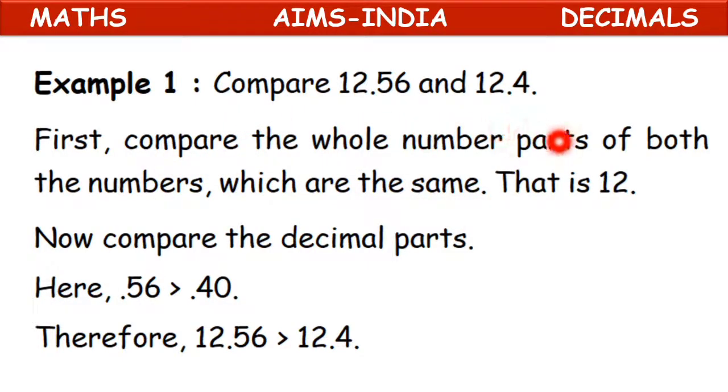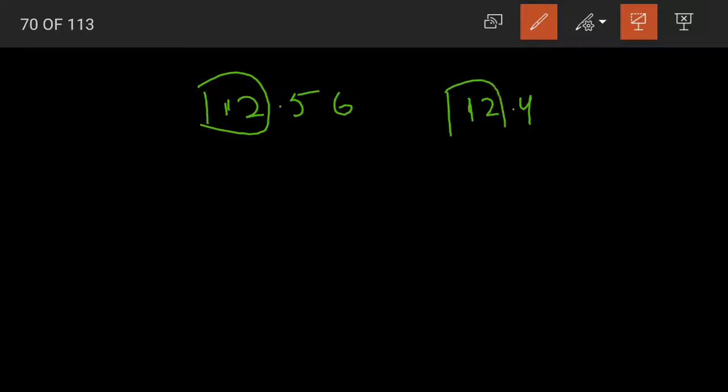Compare 12.56 and 12.4. First compare the whole number parts of both the numbers, which are the same, that is 12. Hence compare the decimal parts. Again we have two decimal numbers here. The whole number part for these two is the same. Yes, children, for both the given decimal numbers it is 12 itself. So what should we do? We should go for comparing the decimal part. Here it is 56 and here it is 4.